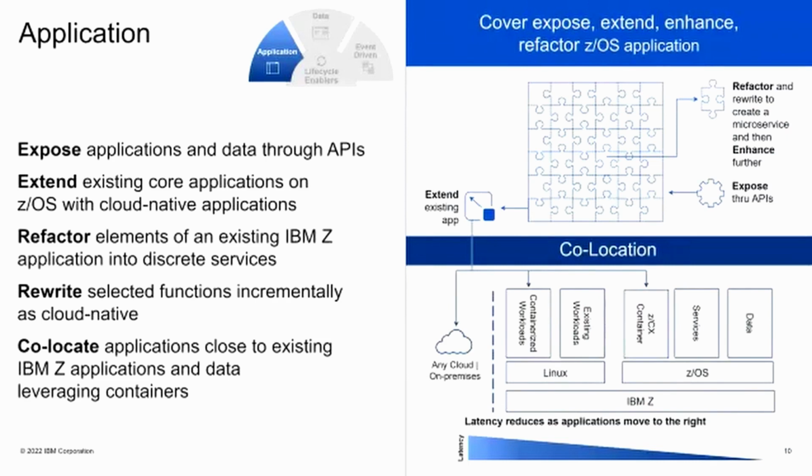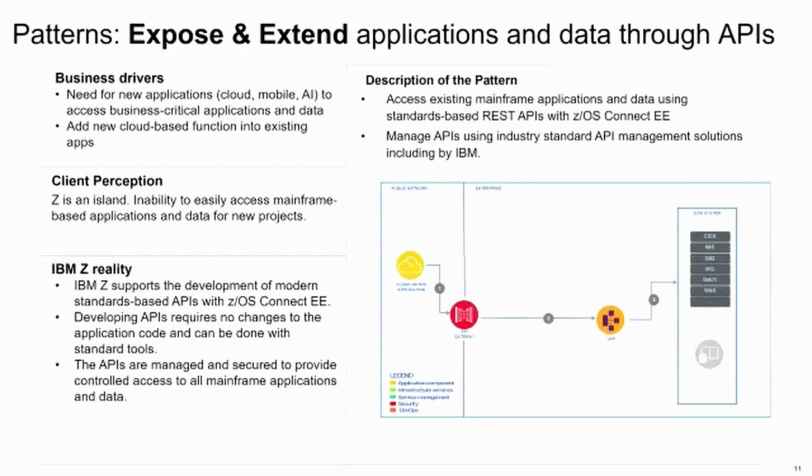Rewrite is about rewriting and modernizing selected functions incrementally, and I think that's clear. And co-location is very much looking at locating applications close to IBM Z and leveraging the containability of the software on zCX, co-located on the same physical hardware. So we're going to drill down into these in a bit more detail.